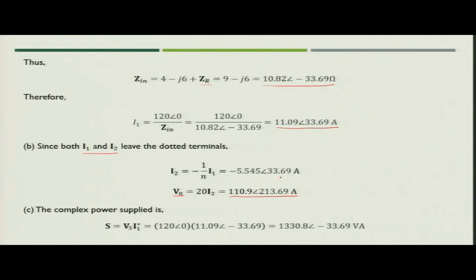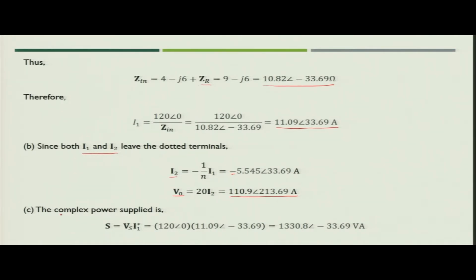213.69 volt. What has been done here, since we have the minus sign, this minus sign has gone inside the angle value, because minus 1 is nothing but 1 angle 180 degree. If you take the minus out and multiply by 1 angle 180 degree and simplify, you will get 110.9 angle 213.69. This is how you have got the angle value different from what we have seen in the case of I2 when the minus sign was present.